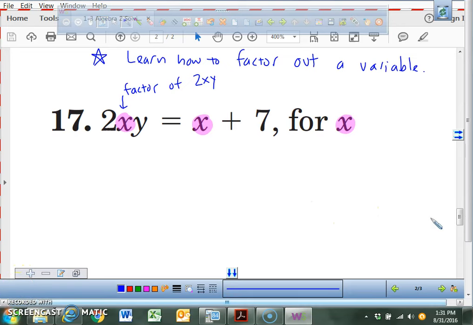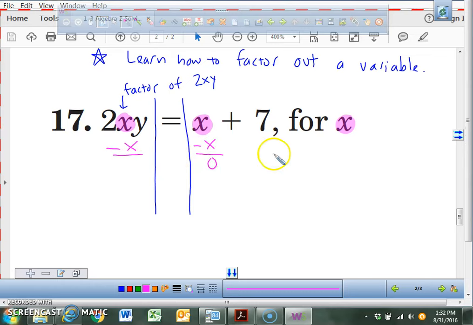All right? So before we can factor x out of an expression, the first thing we need to do is get all of the x's to one side of the equal sign. So our equal sign is right here. The first thing I'd like you to do is take away an x from the right side of the equal sign and take away an x from the left side. That's the first thing we have to do.